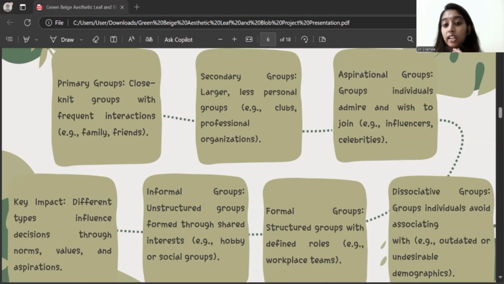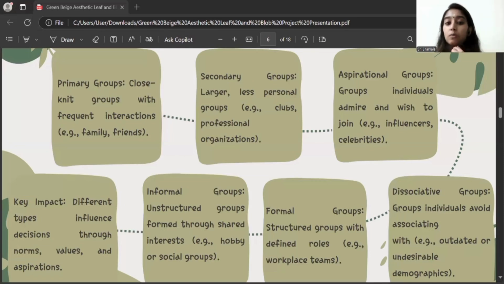Second will be the secondary groups. Basically, these groups are a bit larger and more formal, like in your workplace or school or any organization. These groups influence through shared goals or interests. Basically, you have the same goal, same interest as well, and that's where you get influenced from one to another. A professional organization, for instance, may promote a dress code that you follow. They could say that this color code dress from this brand is advisable because the quality of the cloth is good. So it's something like that for secondary groups.